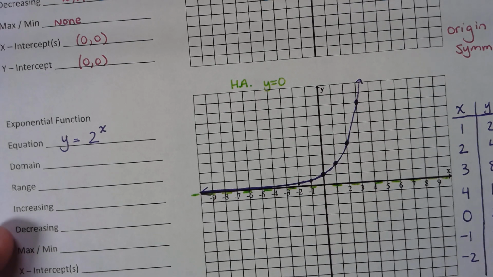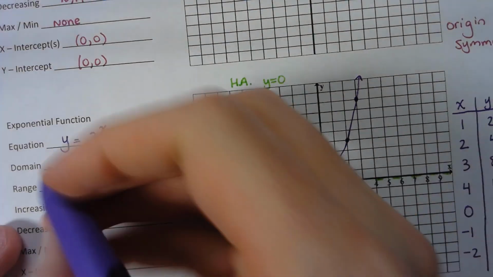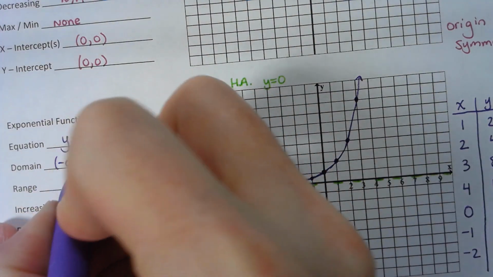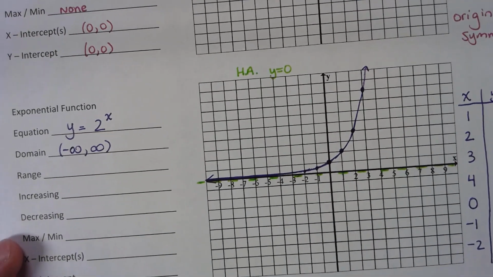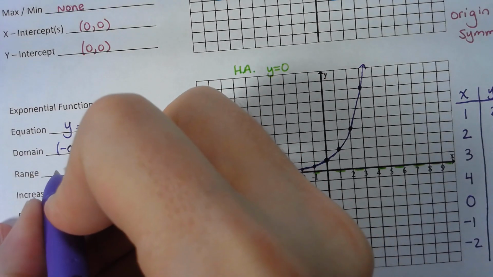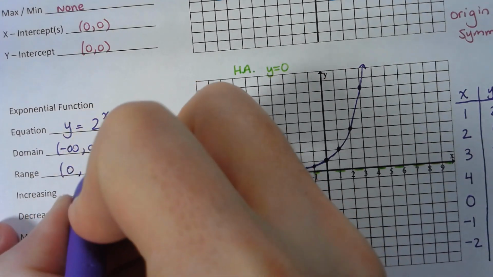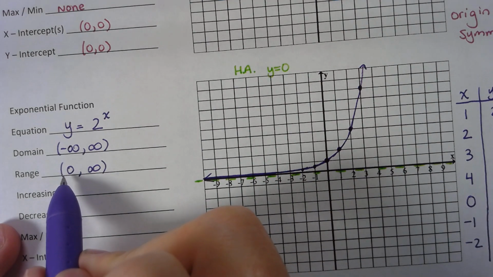All right, our domain, you can see this thing goes to the left forever. It's also going to the right forever. Our domain is all reals. The y values never go below 0. They never equal 0 either. This gets real close. So our range goes from 0 to infinity, but never gets to 0, right? So we use a parenthesis.